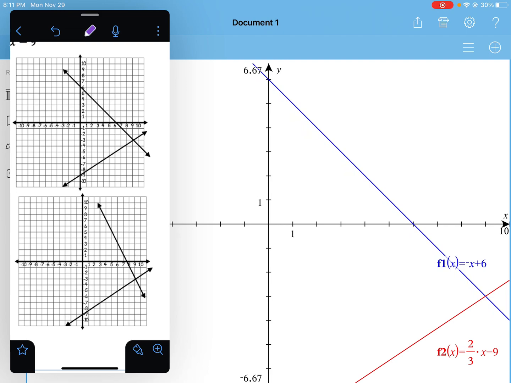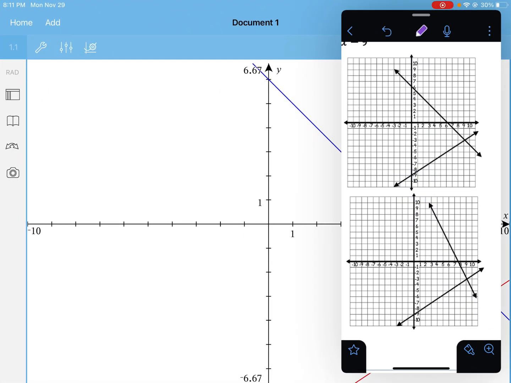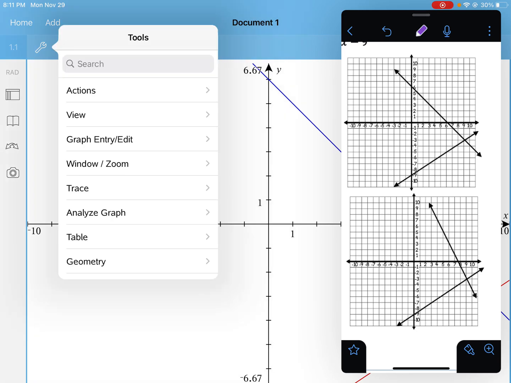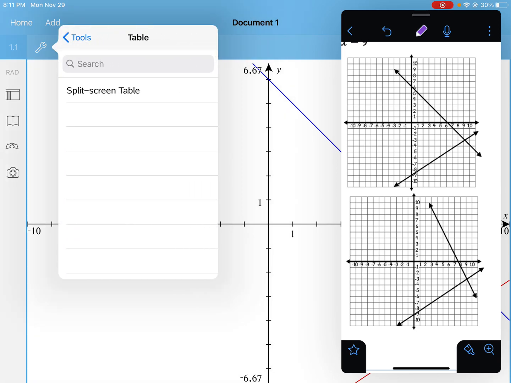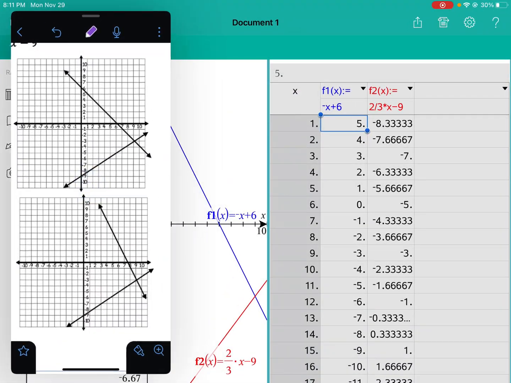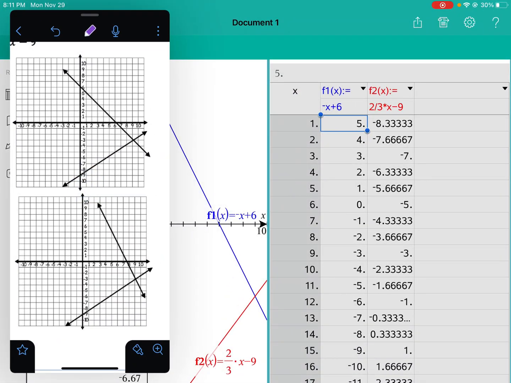Okay? So to do so, we're going to look at the table. So again, Control T for table, or menu table, split screen table. And we want to see when this column and this column match up. It happens to be at 9, -3. Notice that the y values for both of them are the same when x is 9. So I want to check for 9, -3. That one seems to work.